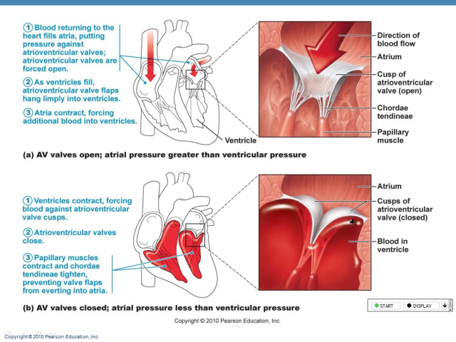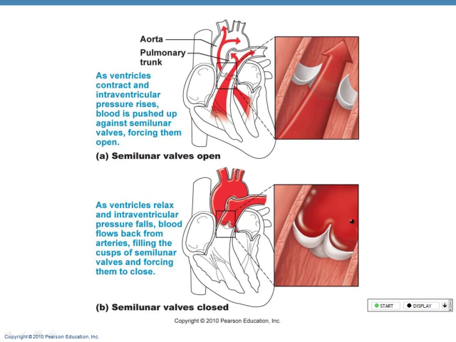So atrioventricular valves, semilunar valves, you should know where they are, and you should know the difference between them. The next thing the book talks about is the atrioventricular. This one is just showing you how blood flows through the heart and how those valves are going to act. So blood returns to the heart, atria fill, and then we see the semilunar valves. So this diagram is showing us the difference between the atrioventricular valves, where they are in the heart, how they open and close, and then the semilunar valves.